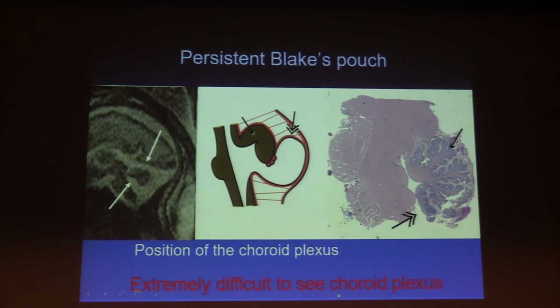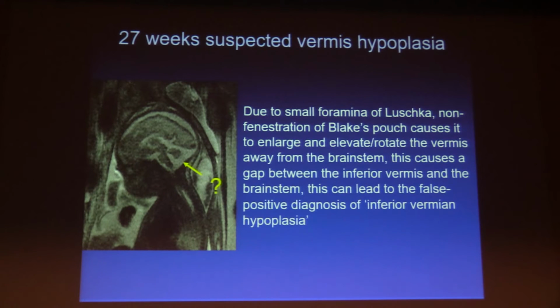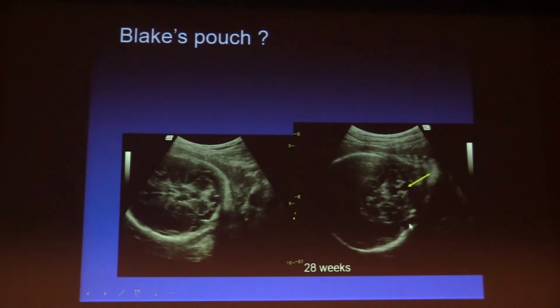According to Robinson, we should look for the choroid plexus. I think it's almost impossible to see the choroid plexus, definitely even postnatally, let alone prenatally. According to the anatomical development, the foramen of Luschka in human beings is very small, so it causes enlargement, elevation and rotation of the vermis away from the brainstem, and there's a gap. There's also a lot of literature coming that measures the angles between them, and I didn't get into that. But we make a lot of false positive diagnoses of vermian hypoplasia.